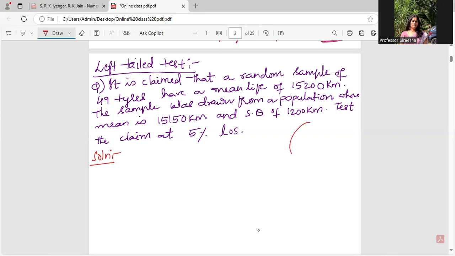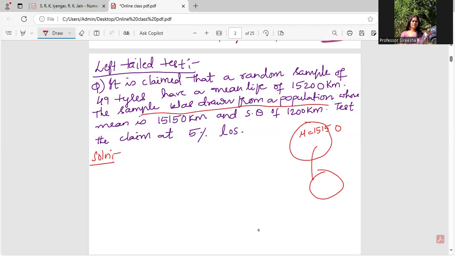I always suggest the students to draw like this. Whenever you are doing a problem on testing of hypothesis, always make it a point to notate like this. What's been given? The sample is drawn from a population. Population data is being given to me: mu is given to me as 15,150.